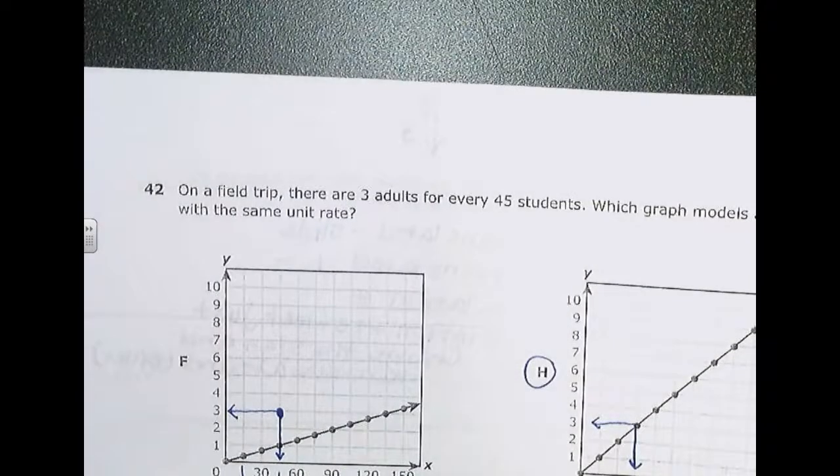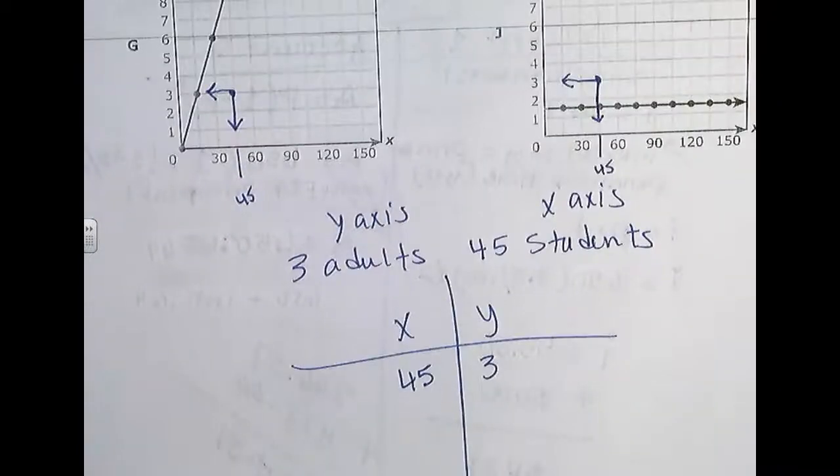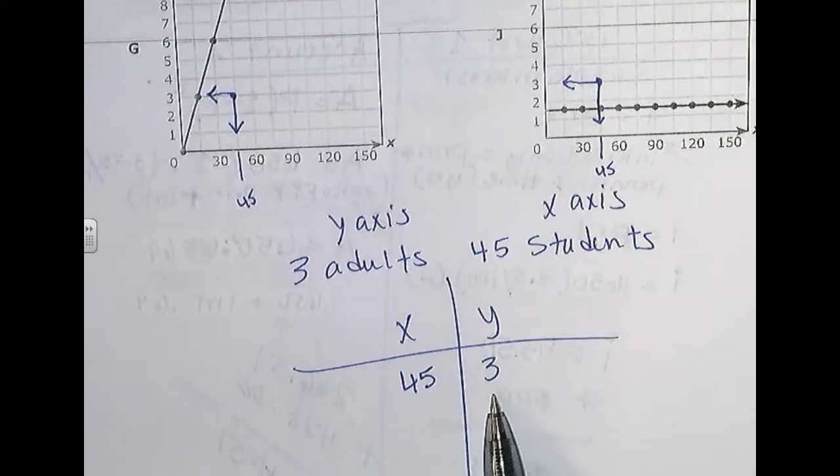Question 42. It says on a field trip there's 3 adults for every 45 kids. Which graph models this with same unit rate? Same as in same slope maybe? Now I came down here at the bottom and made myself a list. It said 3 adults for 45 kids. It's exactly what it says. Now if you read the X and Y axis, you'll recognize X goes to 150 and the Y axis stops at 10. So I'm assuming the Y axis is the adults and the x-axis is the students by default because of the big numbers. That means I need to reverse those. So that's 45 kids for x, 3 for y.